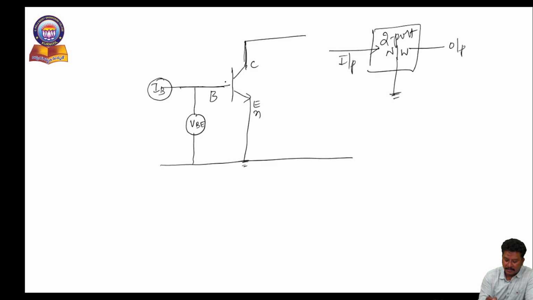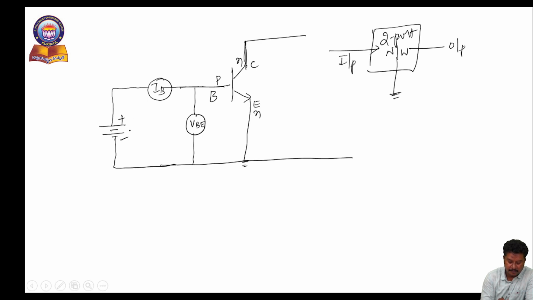And it is an NPN transistor, as we know that. The NPN transistor is where the input is forward biased, so I am connecting forward bias, where P is connected to the positive terminal of the battery and N is connected to the negative terminal of the battery.